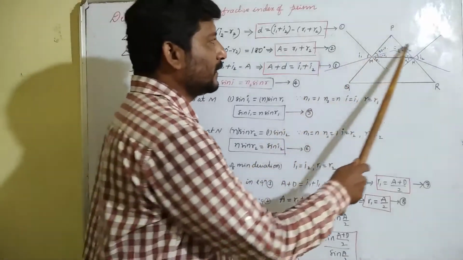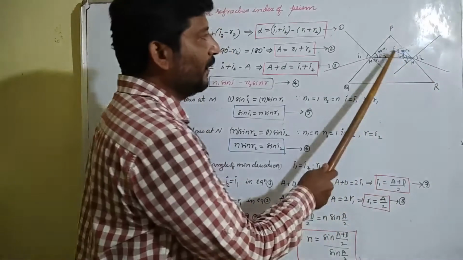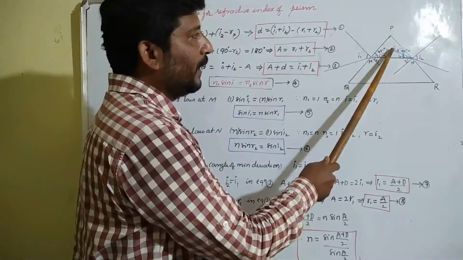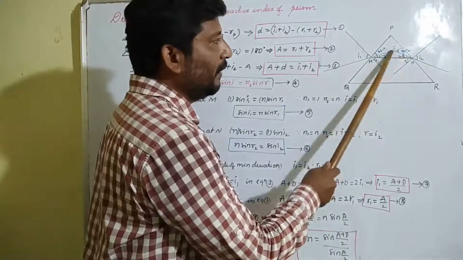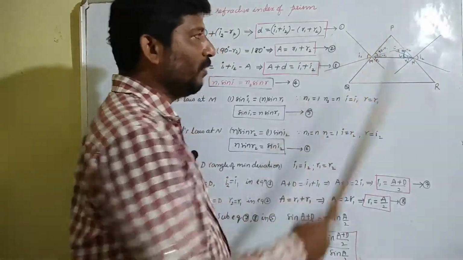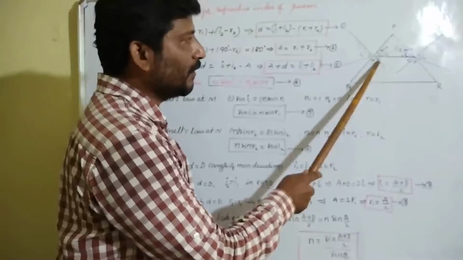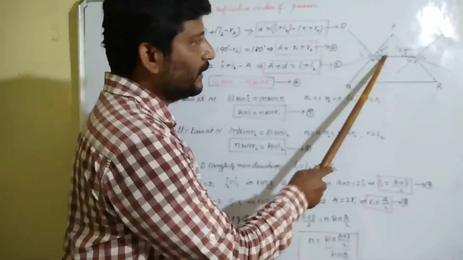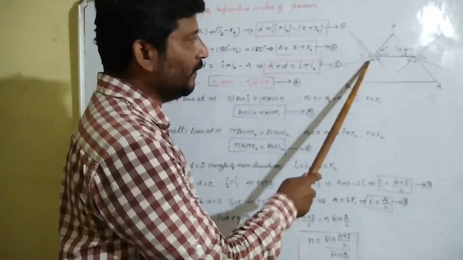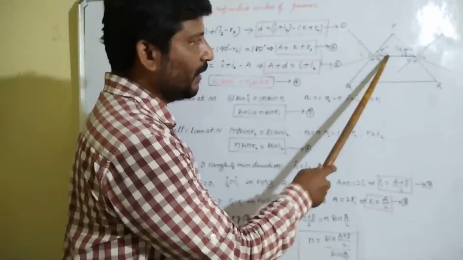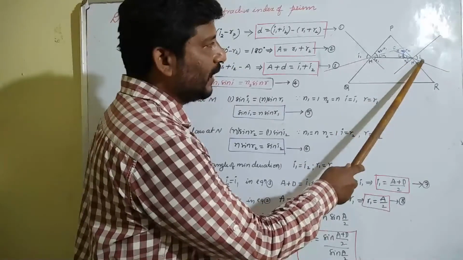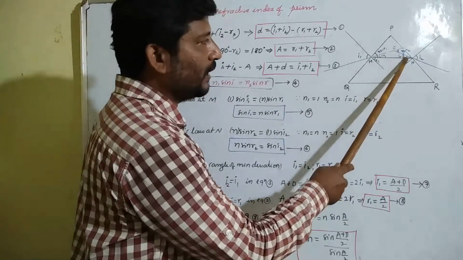If we extend the incident ray and the emergent ray till O, the angle between the incident ray and the emergent ray is called the angle of deviation, denoted by small d. If this angle is R1 and this angle is R2, then this angle will become I1 minus R1 because the total angle is I1. Here we get I1 minus R1, and here this is R2, this total angle is I2, so it will become I2 minus R2.